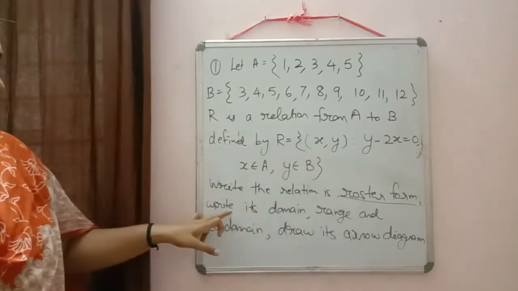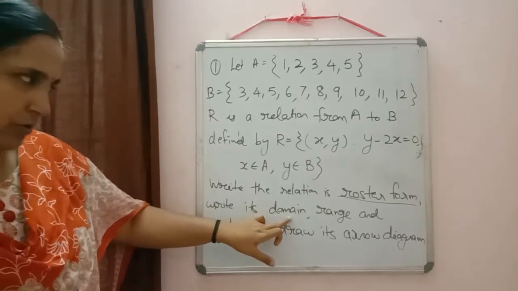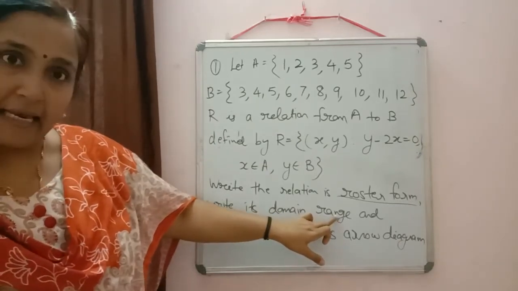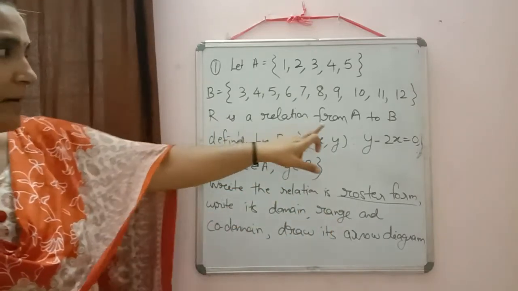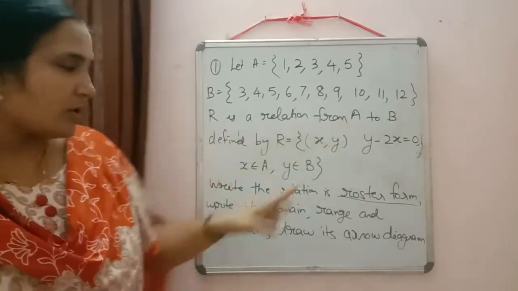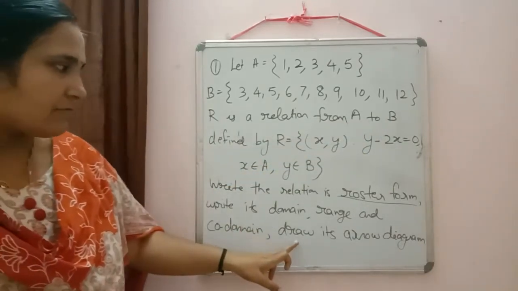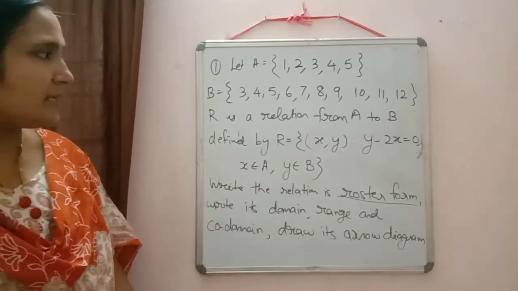After writing the elements, the set of all first elements is called the domain. The set of all second elements is called the range. And R is a relation defined from A to B, so the second set is called the codomain. After that we will check how to draw its arrow diagram. So till here the question is clear.